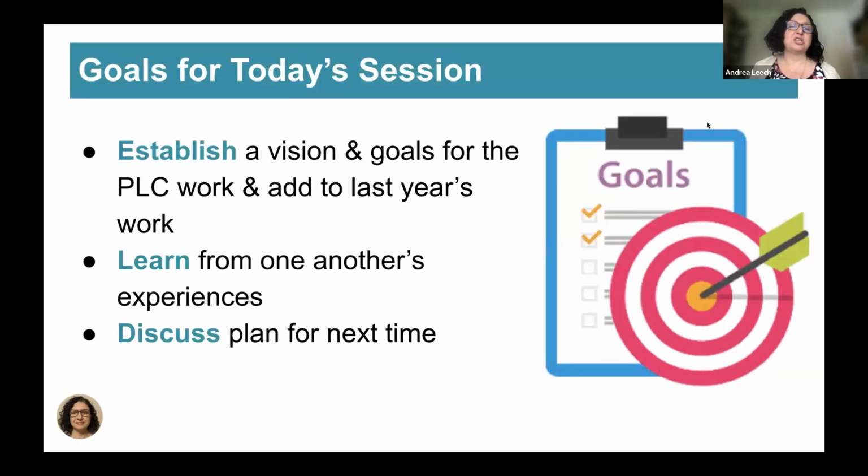So the goals for today's session are to establish a vision and goals for the PLC's work and add to last year's work. I'm assuming lots of people actually played around with equitable grading from what you did last year. So build on things you've already done and make a goal for where we go from here. We want to learn from each other's experience and discuss our plan for next.